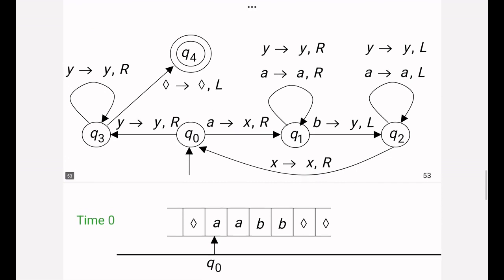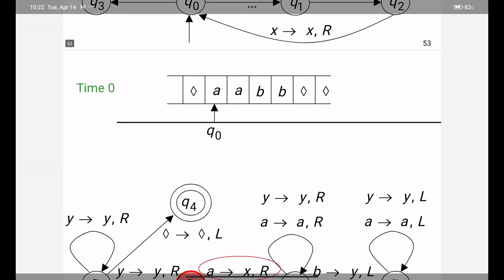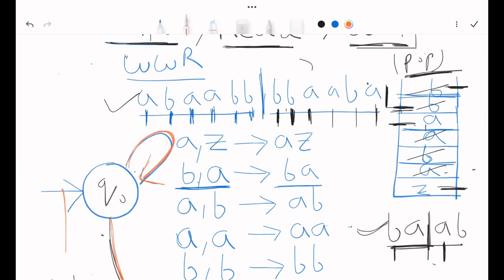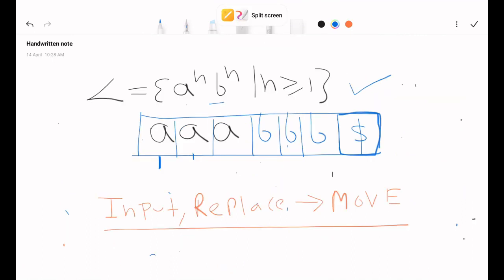I am writing another example. I will show a Turing machine now. Another example. Okay. Now again we are solving another question to understand the Turing machine.